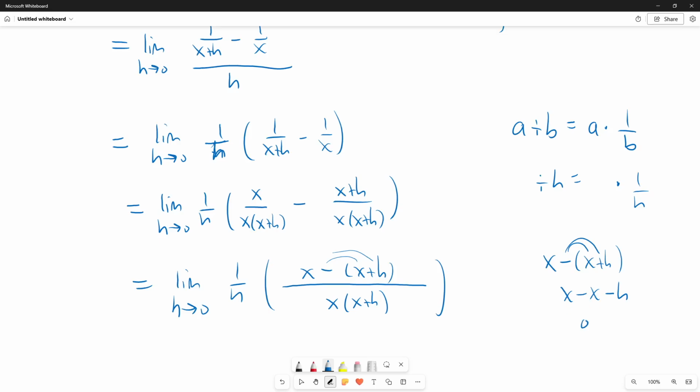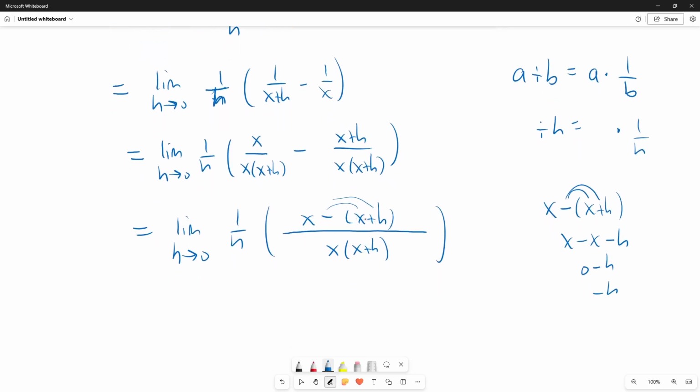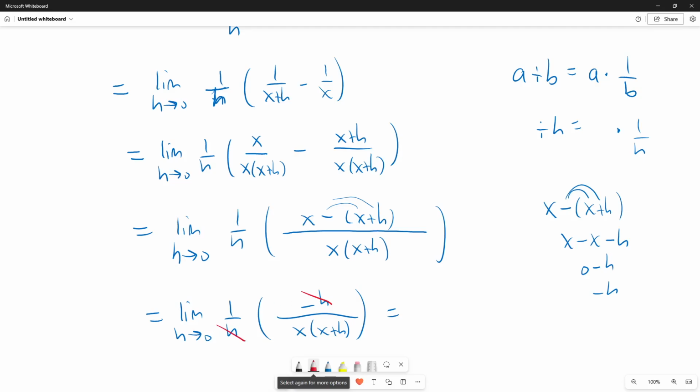So x minus x is 0. 0 minus h is negative h. So this numerator is negative h, negative h over the common denominator. And now we can cancel h's. We're left with a negative 1. Let's write that here. Scribble out that h. We have a negative 1 on the top.